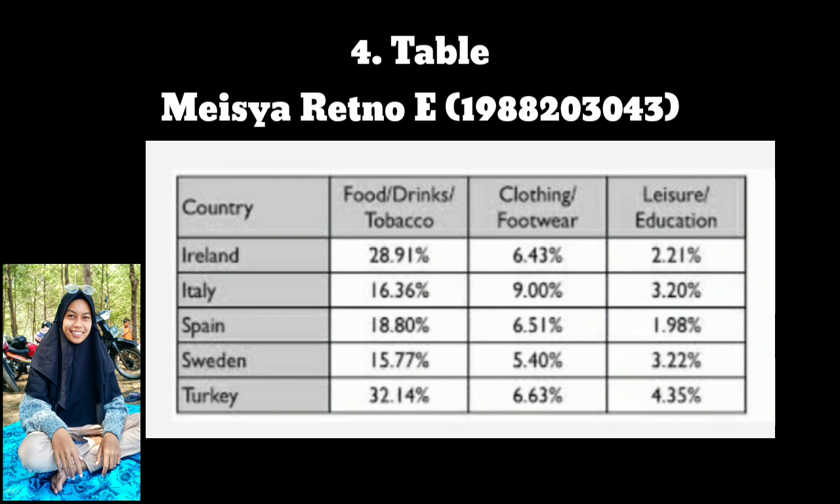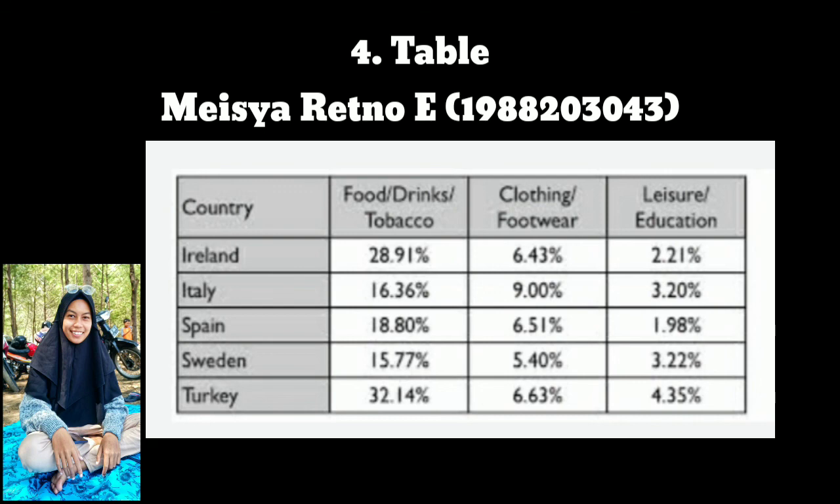In terms of food, drink, and tobacco, Turkey spent the most at 32.14%. The expenditure of Ireland was also high, 28.90%, compared to Sweden, which spent the least. Spain and Italy spent 18% and 36%, respectively.